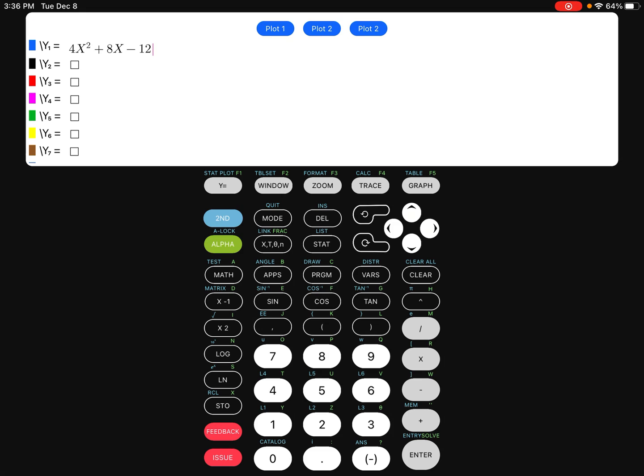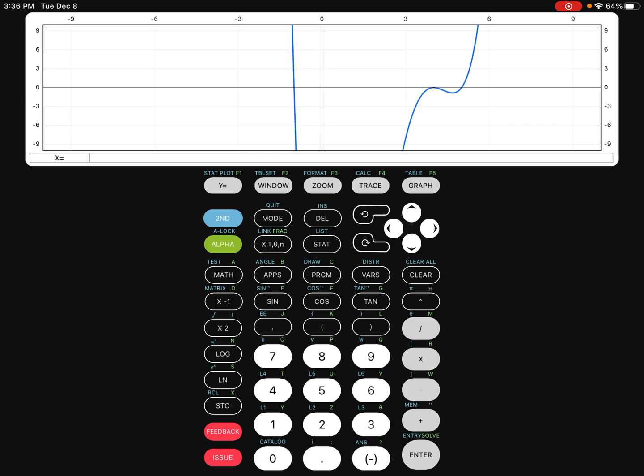So we're going to go to y equals. We're going to clear out this other equation. You're going to put in the equation that you're given. So it looks like this. You're going to have x minus 4, quantity squared, and then x minus 5, and then x plus 1. Okay, we're going to graph that. It's going to be there.